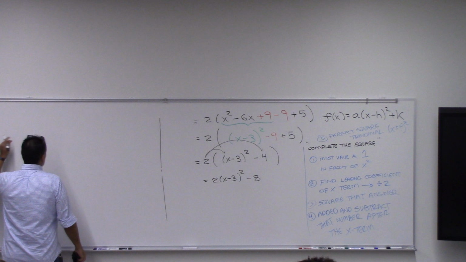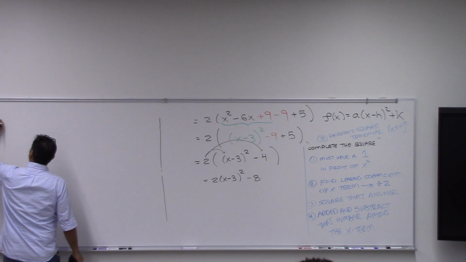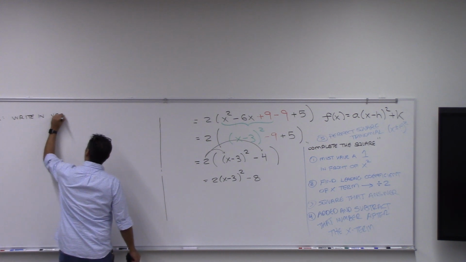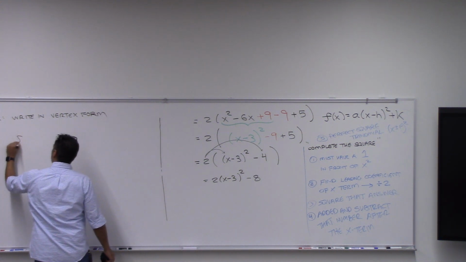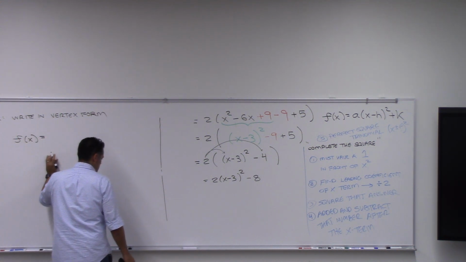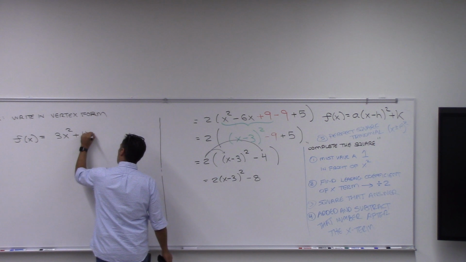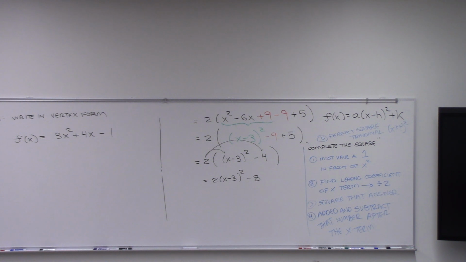All right, let's try another one that's going to be a little bit worse. So another example. Write this in vertex form. All right, let's go with f of x equals, how about 3x squared plus 4x minus 1. That is a quadratic function in standard form, right? Let's write it in vertex form.